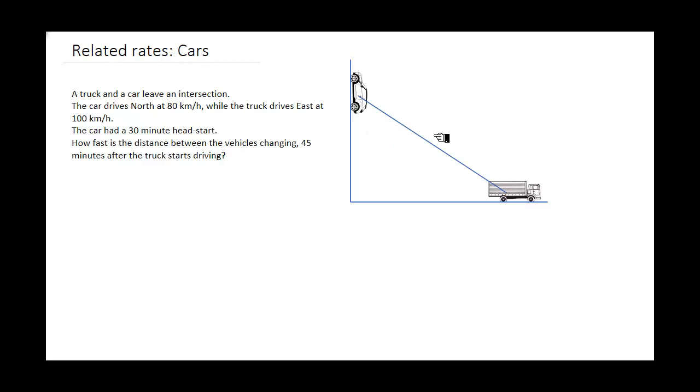Let's label this distance L. So what we want to find is dL/dt. We want to find the value of dL/dt at the 45-minute mark, so 45 minutes after the truck starts driving. Let's work in hours for this question because everything is in kilometers per hour. So 45 minutes would be 3/4 of an hour.